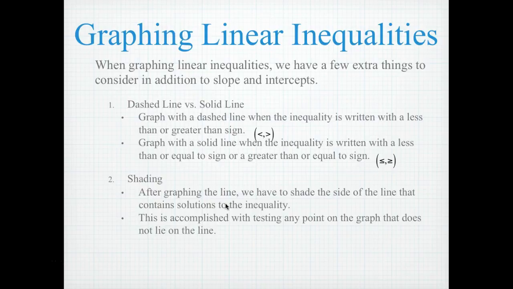Finally, we have to shade. One side of the line or the other is going to contain the solution set. So we need to identify which side of the line contains our solution set. We do this by testing any point on the graph that doesn't lie on the line. If the test point is a solution, then we're going to shade the side of the line that contains the test point. If the test point is not a solution, then we have to shade the opposite side of the line.